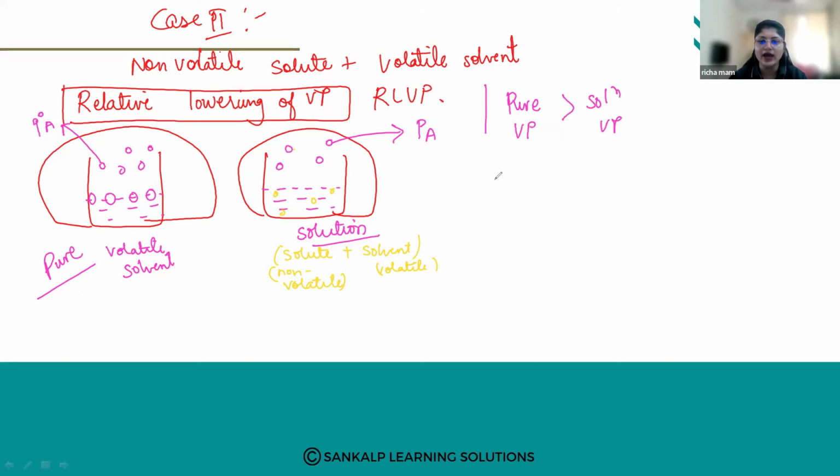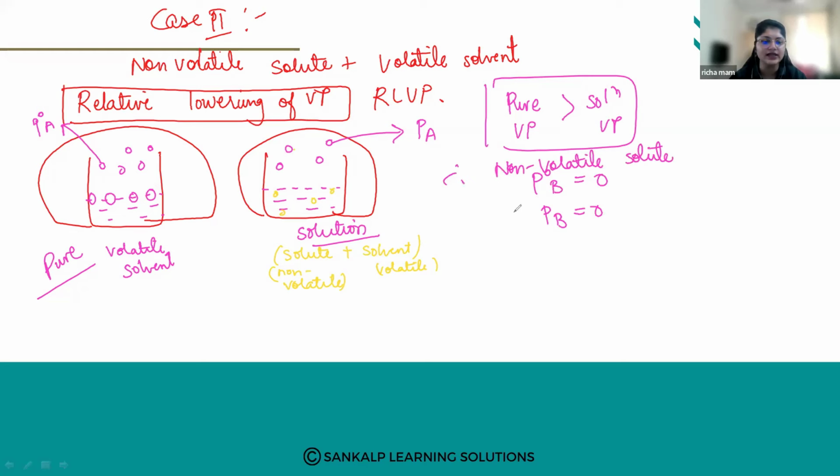Okay, so this condition one you have to remember. As the solute is non-volatile, it will not produce any vapor. So P naught of B will be equal to 0 and PB also will be equal to 0. Okay, for non-volatile solute, both the vapor pressure of the component B in pure state and in the solution state is 0.